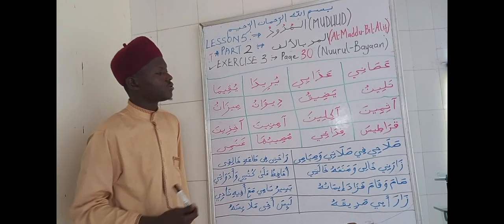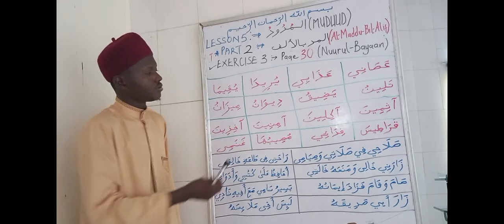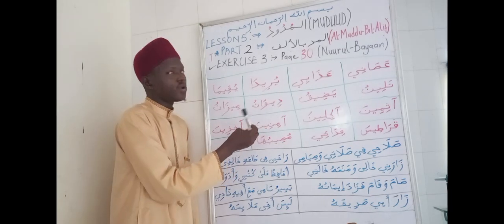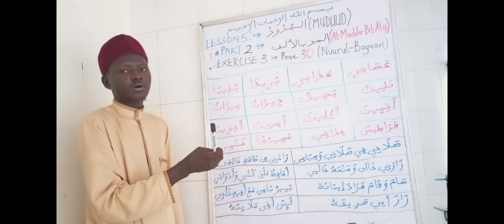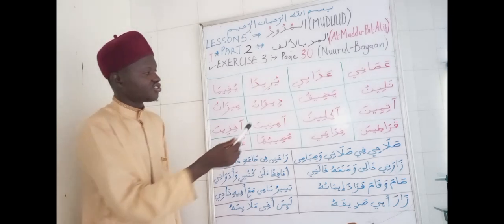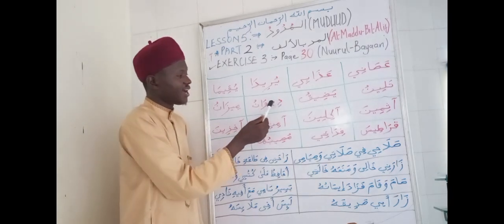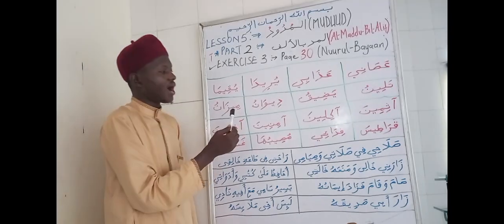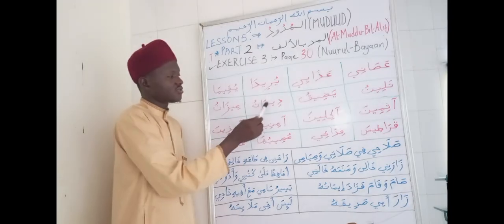Diwanu. How many stretch now? How many stretch? Stretch on what? Dal. And stretch on what? Wa. So this one is the alif mad.